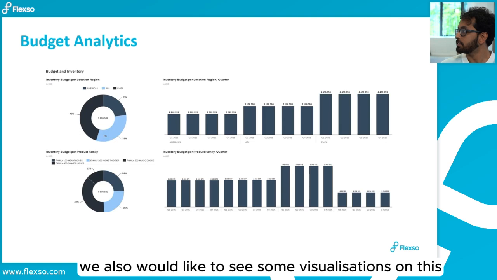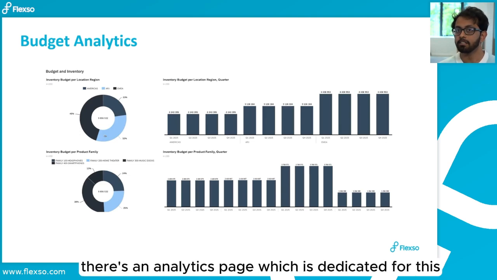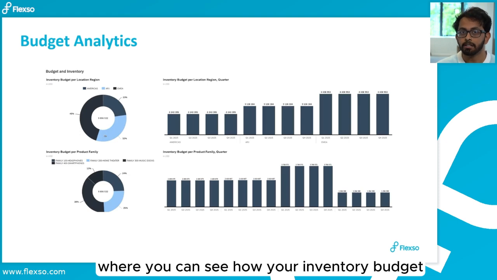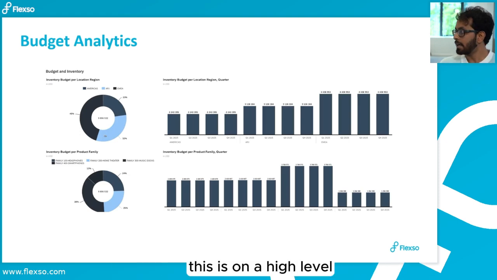We also would like to see some visualizations on this, and as I mentioned, there's an analytics page which is dedicated for this, where you can see how your inventory budget is allocated to different locations or different product families. This is on a high level.